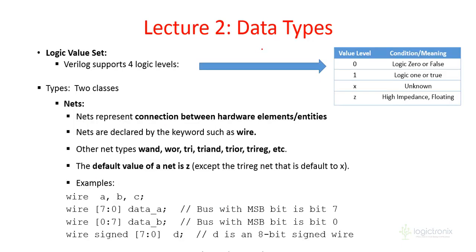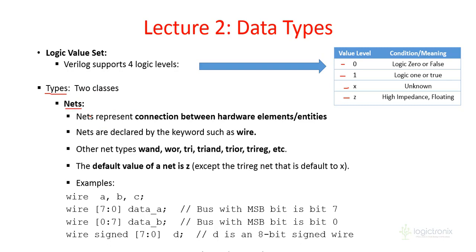Let's see the logical value set. We will talk about the x and z values. x is unknown, z is high impedance or floating, and we can have 0 and we can have 1. Logic 0 is for 0 and logic 1 is for 1. There are other things we need to know, like the types of data types.